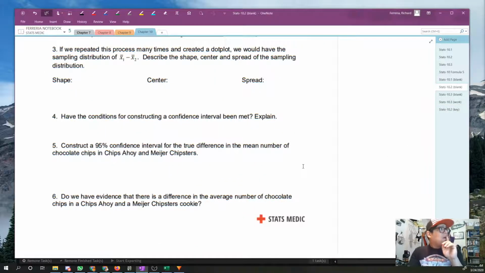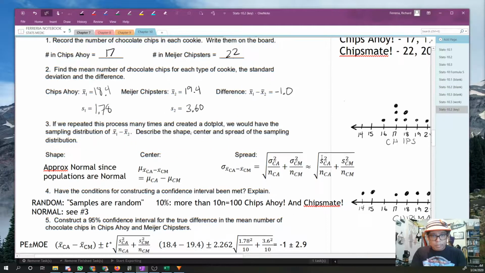So, have the conditions for constructing an interval been met? Well, if you remember, most of those conditions were met. We were told that we had approximately normal distributions, and we had samples that were from a random distribution, or from a normal distribution. So yes, we have a random distribution because the samples are random, and then normality comes from our question number 3.